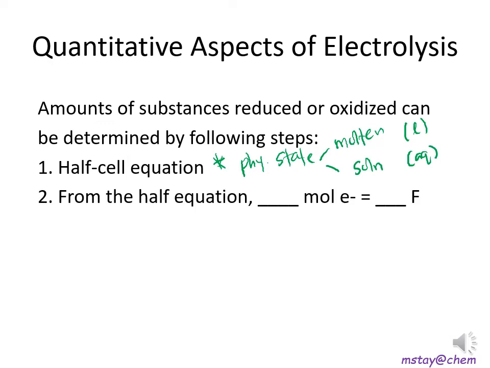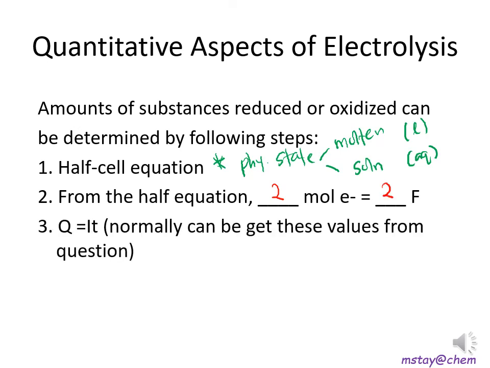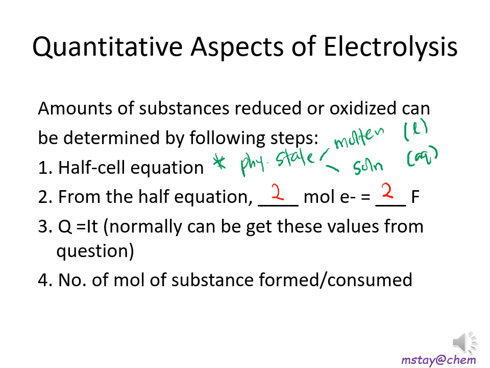Step 2, based on the equation, you will know how many moles of electrons are involved. Let's say we have 2 moles of electrons involved, which means it is equal to 2 Faraday. Next, we can also determine Q equals I t. The information will normally be given in the question. If it is not given, it means the question asks us to look for the ampere or the time.